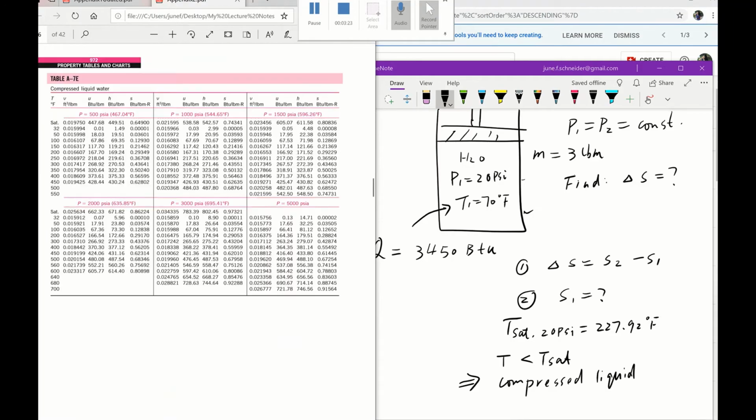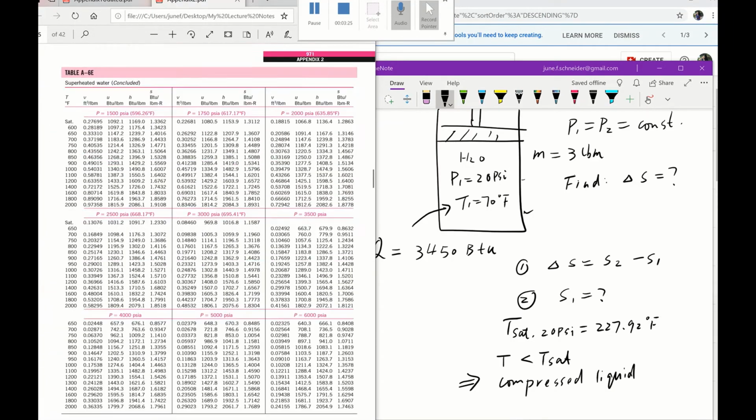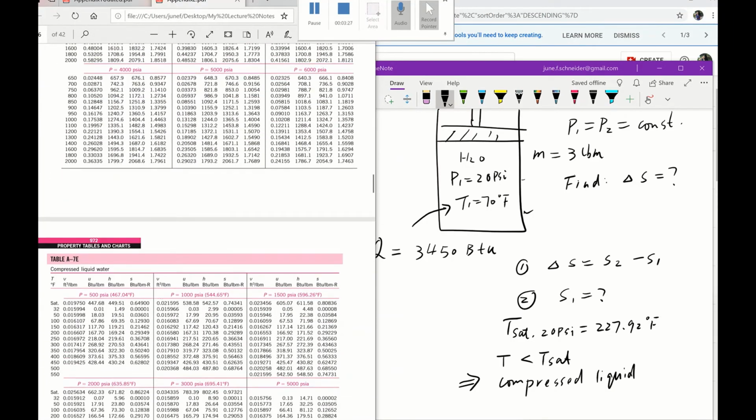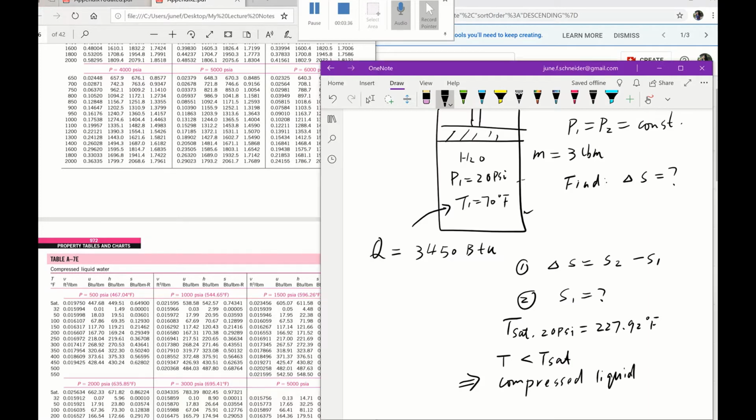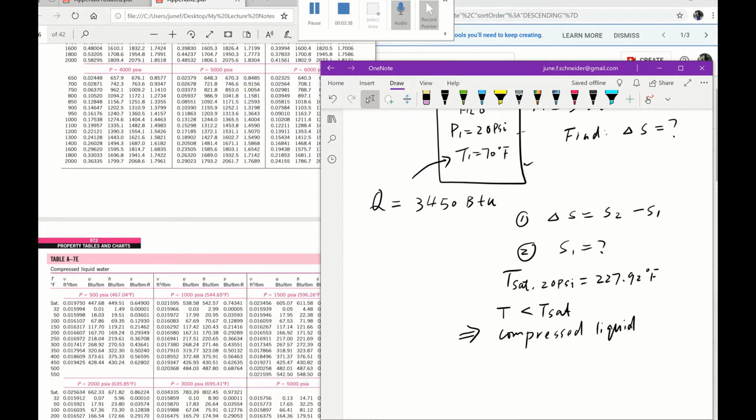At our table A7, we realize the lowest pressure they have here for this particular textbook is 500 psi, and our pressure is 20 psi. However, we're not stuck, right? If it does not show up in the compressed liquid table, we can approximate. And we approximate using table A4, the temperature table, table A4E.